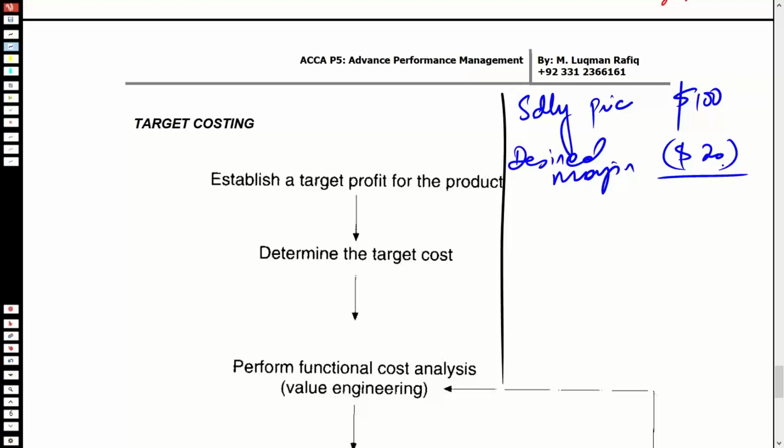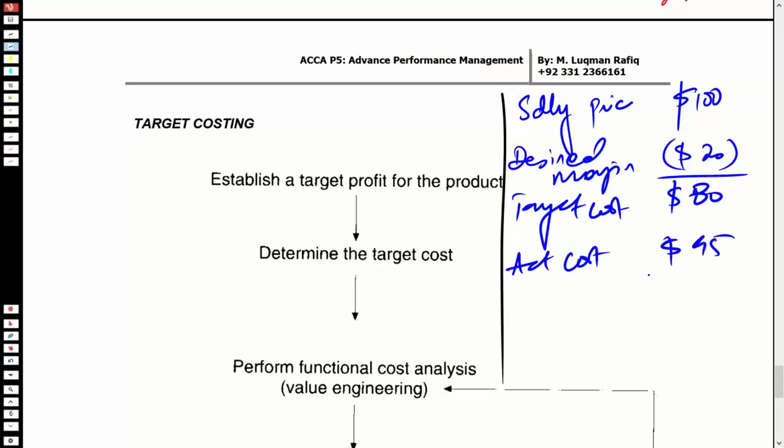The second thing is that the desired margin is $20. That means this product needs to be manufactured at $80. If your actual cost is, let's say, $95, then there is going to be a $15 cost gap.